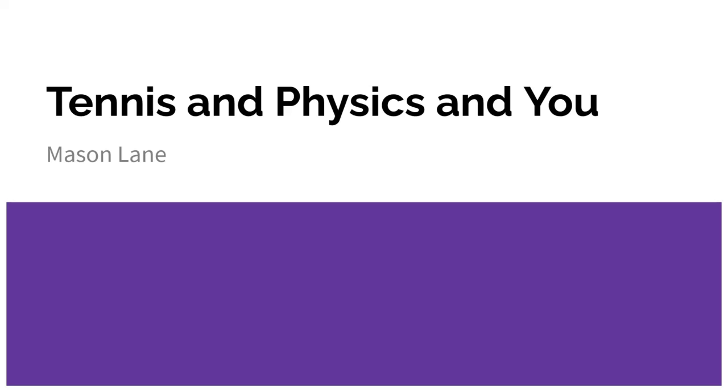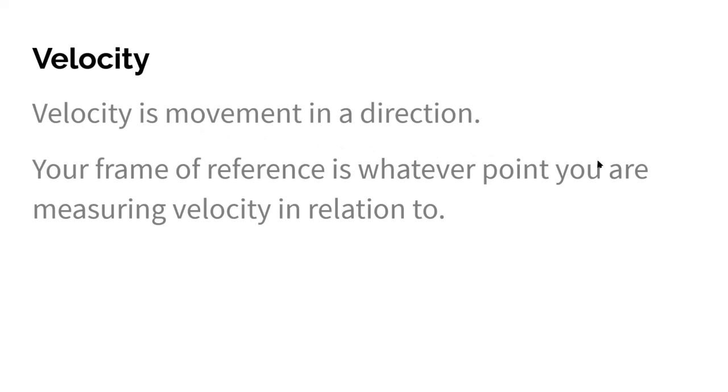Today we're going to be learning about tennis and how it relates to physics. Firstly, velocity. Velocity is movement in a direction. When something has velocity, it is moving in a direction. Your frame of reference is the point that you are measuring your velocity in relation to.